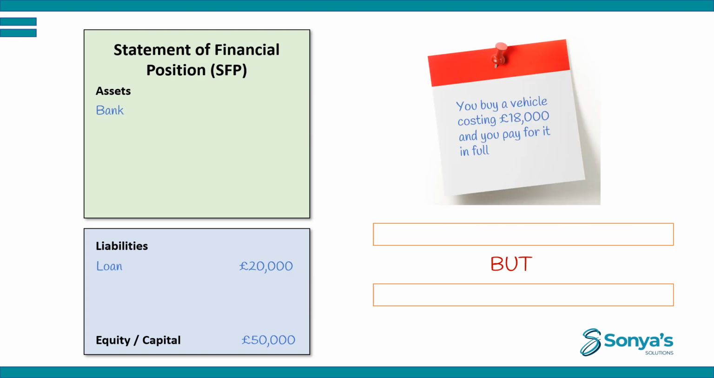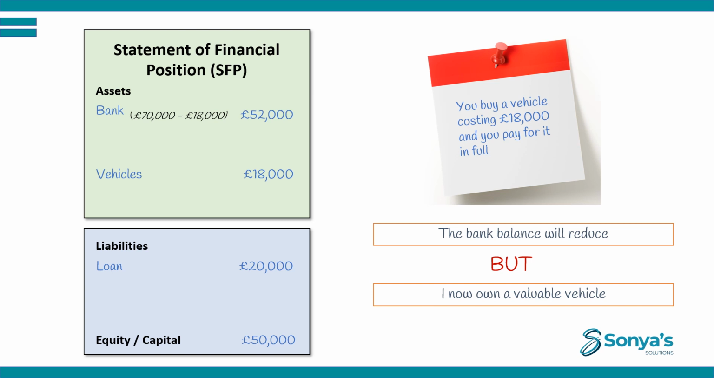Let's say you use the funds in the bank to buy a vehicle. When you buy a vehicle and pay for it in full, the bank balance will reduce, but the cash has been invested in a vehicle, a different type of asset. The equal and opposite effect is a reduction in the value of one asset and an increase in the value of another. So the asset total is still £70,000. There's balance as no adjustment has been made in the liabilities section.